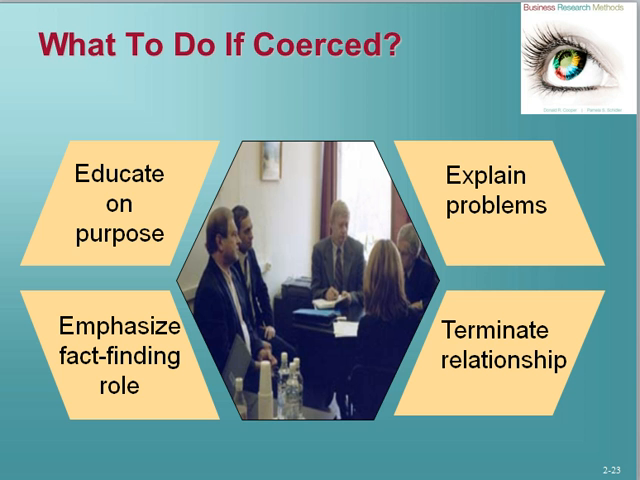Occasionally, researchers may be asked by sponsors to participate in unethical behavior. What can the researcher do to remain ethical? There are 4 suggestions provided in the slide. The researcher can attempt to, number 1, educate the sponsor on the purpose of the research. Number 2, explain the researcher's role as fact finder. Number 3, explain how distorting the truth or breaking faith will lead to future problems. And number 4, if all others fail, then you must terminate the relationship with the sponsor.